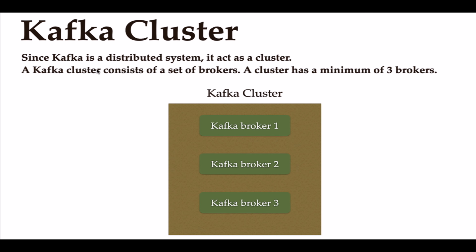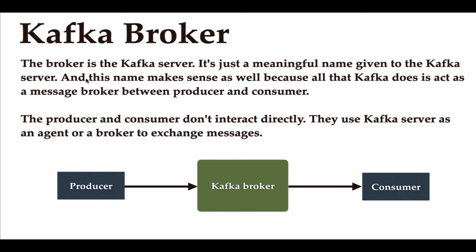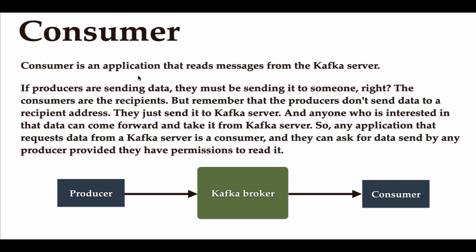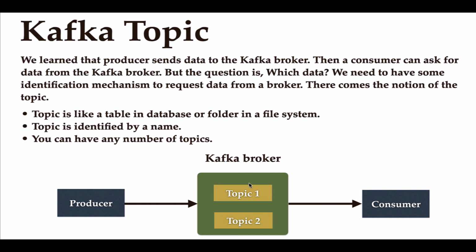So a Kafka cluster basically consists of one or more brokers, and a broker is nothing but a Kafka server, and it basically acts as an agent or broker to exchange messages between producer and consumer. A producer is nothing but an application that produces the message and sends it to the Kafka broker, and a consumer is nothing but an application that reads or consumes the message from the Kafka server.